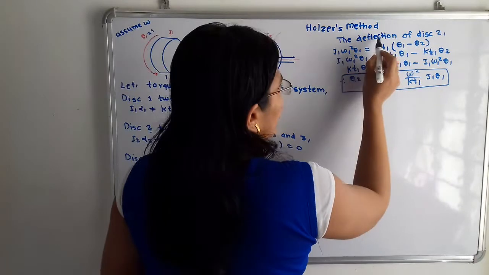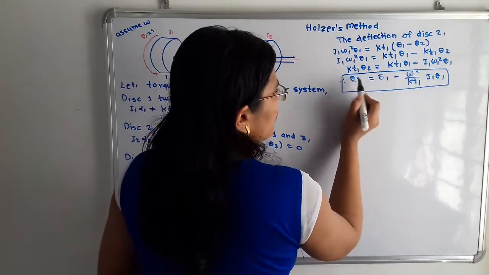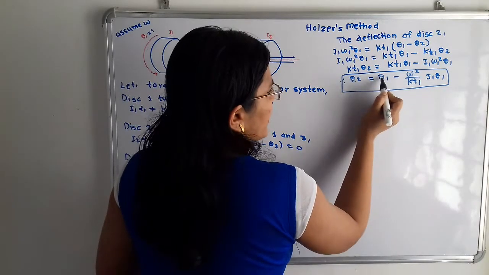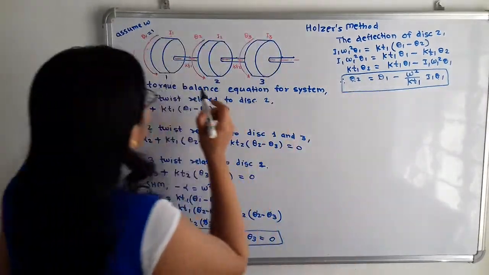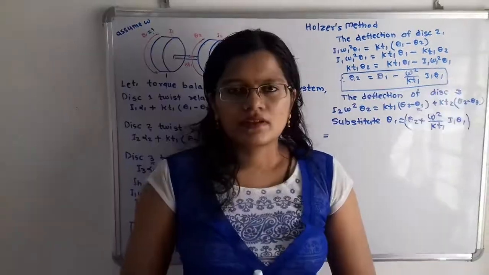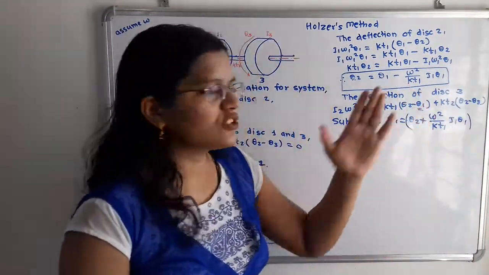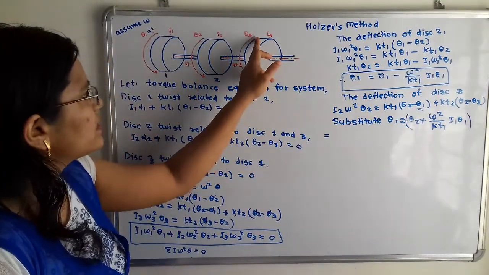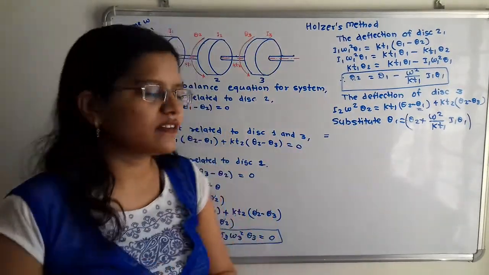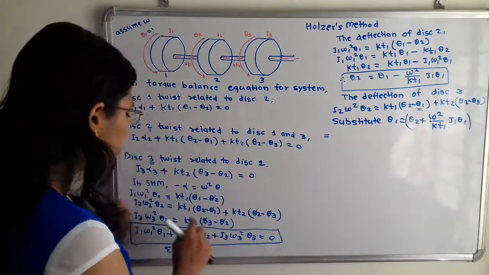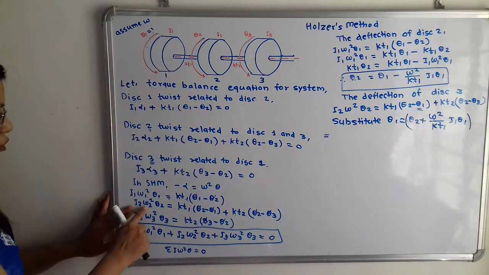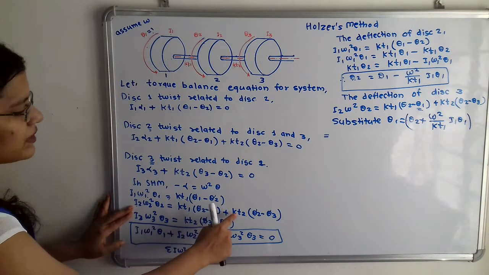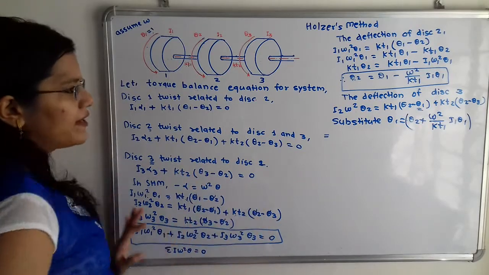So we can find the deflection theta2, and we have to assume omega and theta1 equal to unity. Now we have to find the deflection of disc 3, that is, the angular displacement theta3. So we have to write the formula including this theta3. Here is the formula: I2 omega2 square theta2 is equal to kt1 into theta2 minus theta1 plus kt2 into bracket theta2 minus theta3.